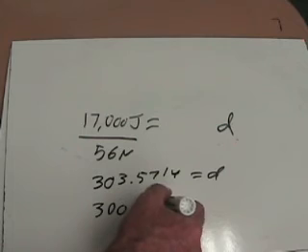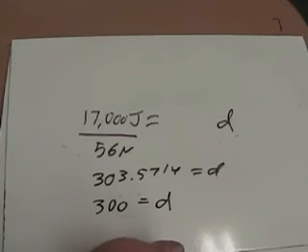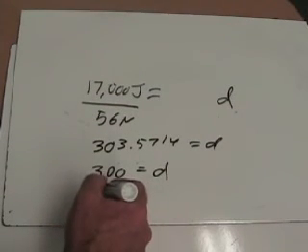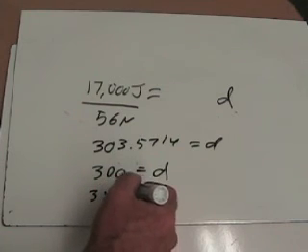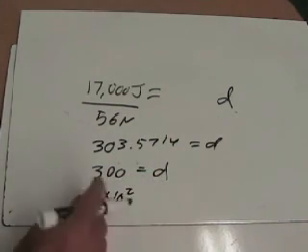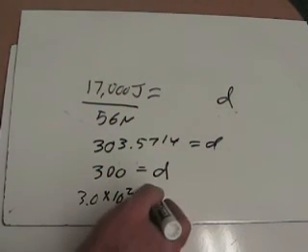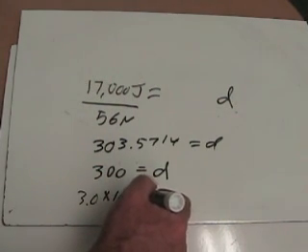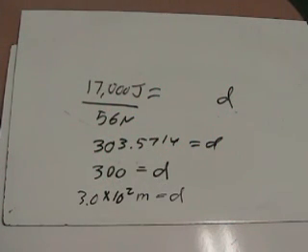Now, someone looking at this would think 300 is just one significant figure. One way of getting around that, if we wanted to, would be to write this as 3.0 times 10 to the second meters. But that'd be kind of picky, wouldn't it?